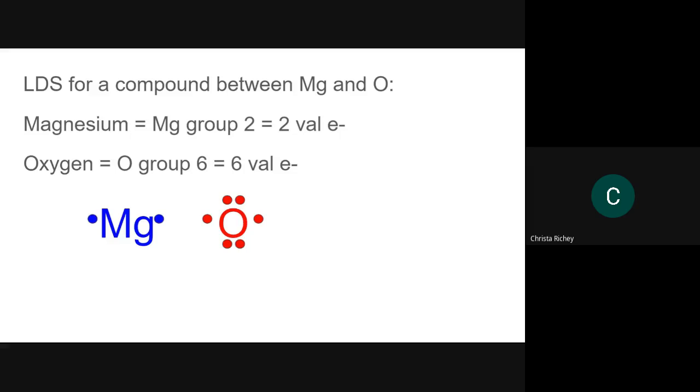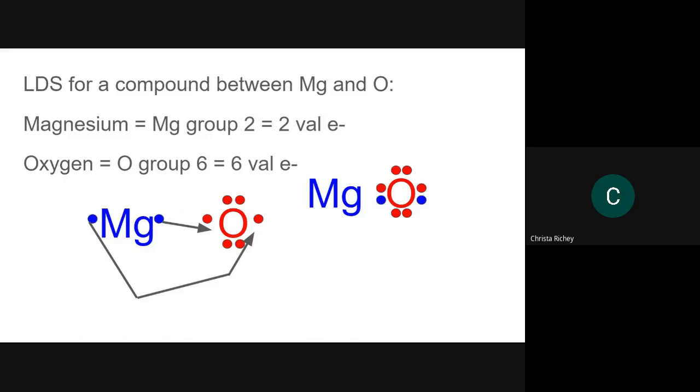Would you rather me put the bottom one on the right? I don't care. I have to move my arrows. Where are the magnesium electrons going to go? Are there 2 holes on oxygen? Are there 2 matching pieces from magnesium? So one of them is going to go into one of the missing holes. The other one is going to go into the other missing hole.